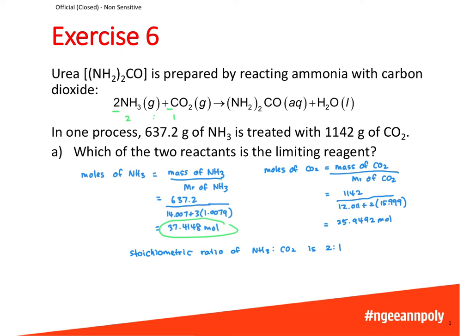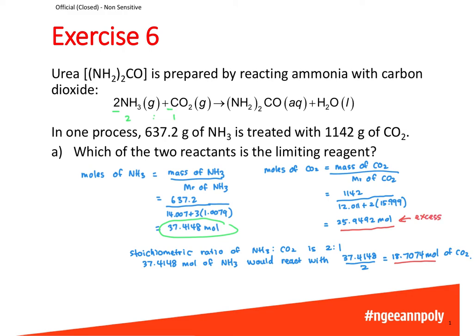So if we have 37.4148 moles of NH3, how many moles of CO2 do we need? Let's write that down. So based on the mole ratio of 2:1, you would take 37.4148 divide by 2 for the number of moles of CO2. Now comparing the amount of moles of CO2 that we need with the amount of CO2 that we have, we can see that we actually have excess CO2. So therefore we say that CO2 is in excess and NH3 is the limiting reagent.